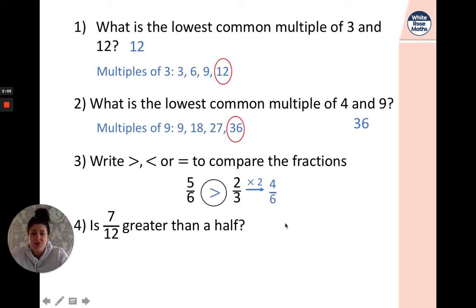And then finally, question number 4, it says, is 7/12 greater than a half? So I told you yesterday how we could work that out by looking at it. There's 12 pieces in a whole one, isn't there? Because it's been cut into 12 pieces, that's what the denominator is, they're 12ths. So if we had a half, how many pieces would there be? There would be 6, wouldn't there? And we've actually got 7 here, so it is bigger than a half, it is greater than a half. So half would be 6/12, we've got 7/12. So yes, it is greater than a half.